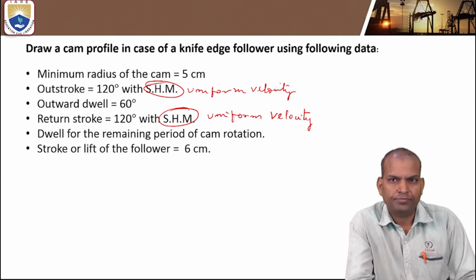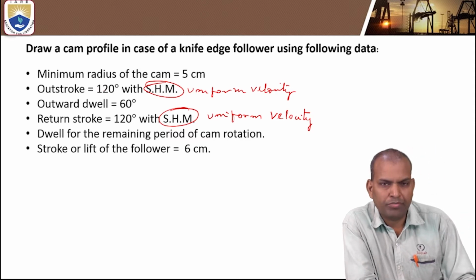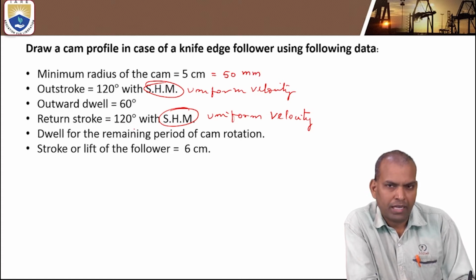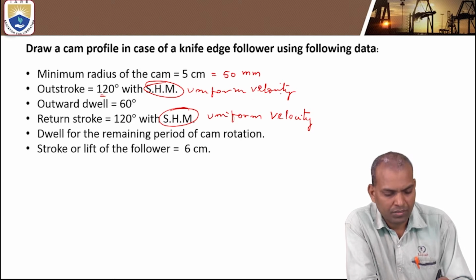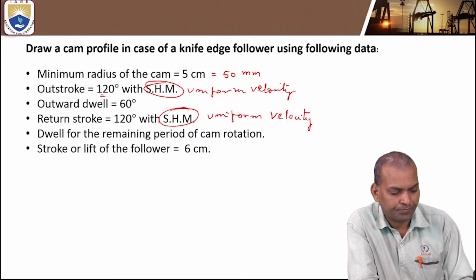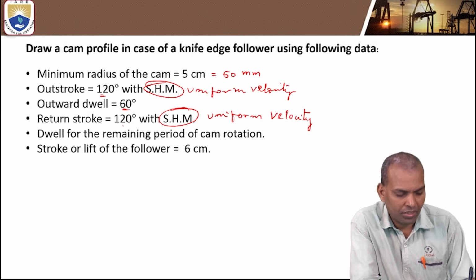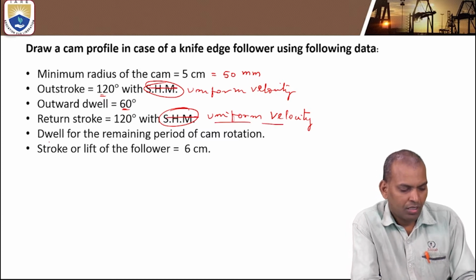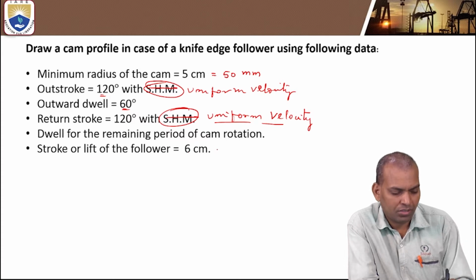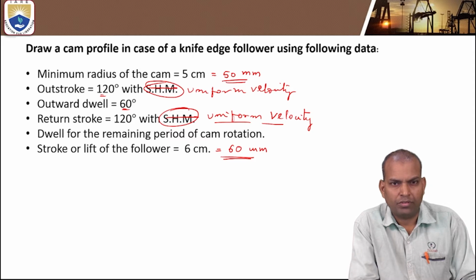So we have to draw a cam profile, in case of a knife edge follower, using the following data. The minimum radius of the cam is 5 centimeters, that is equal to 50 millimeters. The outstroke angle is 120 degrees with uniform velocity. In the earlier session we studied simple harmonic motion; in this session we are going to study uniform velocity. The outward dwell is 60 degrees, and the return stroke is 120 degrees with uniform velocity. Dwell for the remaining period of cam rotation. The stroke or lift of the follower is 6 centimeters, that is 60 millimeters. So with these details we have to draw the cam profile.